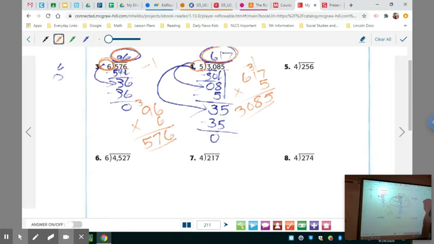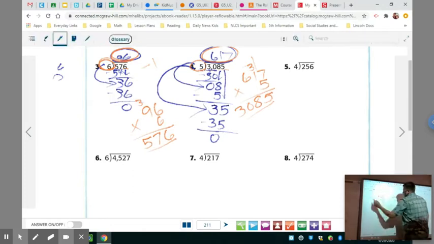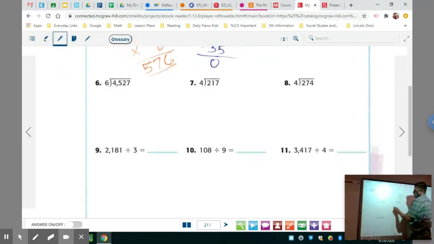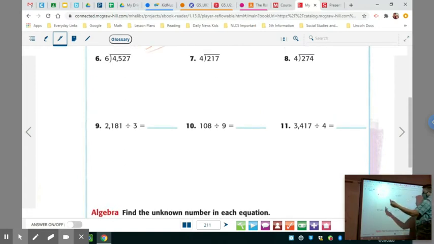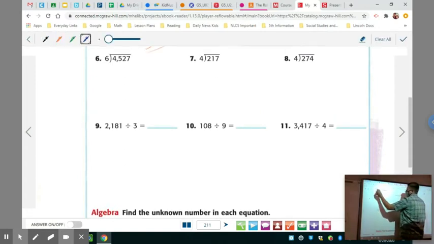Let's do one more problem here, and then we've got to do our homework. We're going to do number 6 because it seems the hardest of them all. Just because there's more numbers. These are 3 digits and this is a 4-digit one. So that's why we're going to do this.